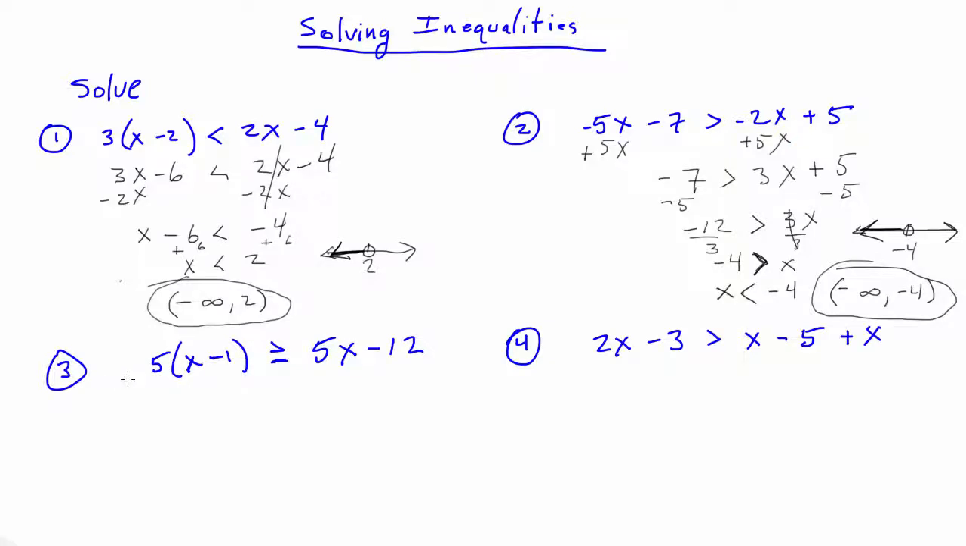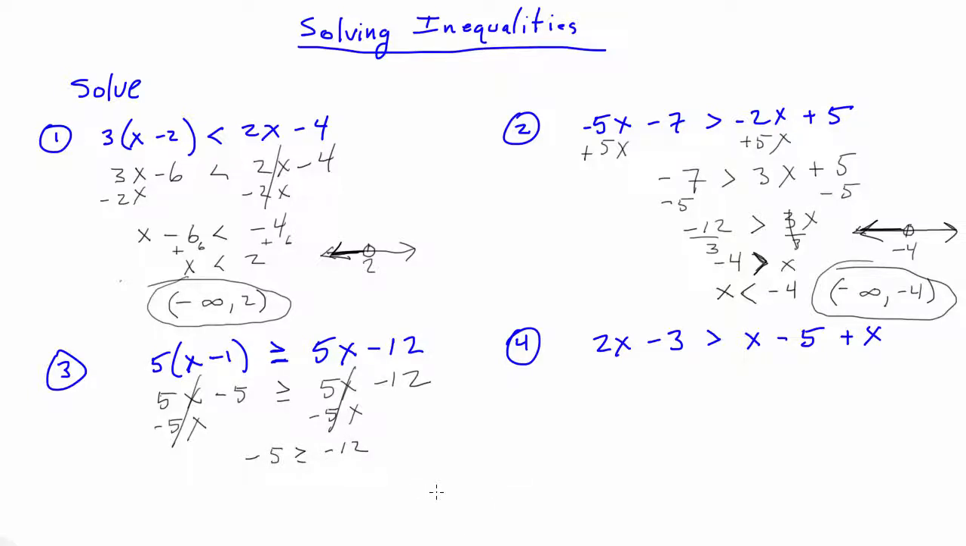This one, we have some distributing to do to get rid of the parentheses. Let's do that. And I see x's on both sides. Now, this looks like one of those special cases, but we have to be very, very careful here to make sure that we answer this correctly, because it's a little bit different than an equation. So those both cancel, and we're left with -5 on this side, and we're left with a -12 on that side.